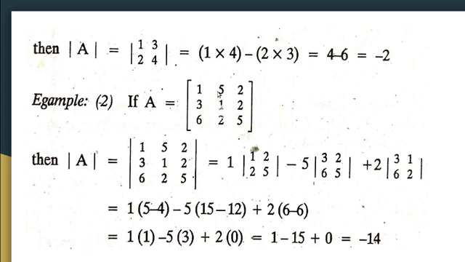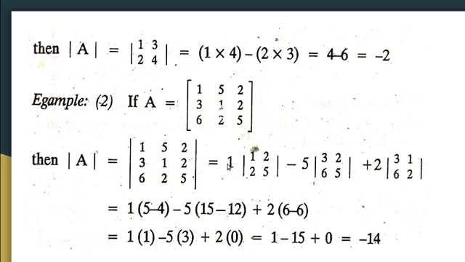Then take another matrix A like this. How can we find the determinant value of this matrix A? Simply by taking the first element, striking off that row and column, and finding the determinant of the remaining values. Just as we find the determinant of a determinant, in the same way we have to find the determinant of a matrix.